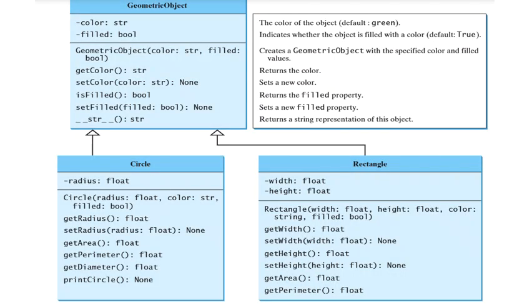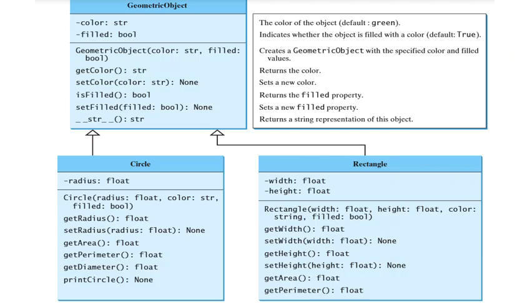Geometric object, color. So here we will create the superclass and some of the subclasses. Geometric object is the superclass. Color is a string, and filled is a boolean. Geometric object, color string, filled: by default it is boolean, whether it is filled or not filled. Get color returns the color of the object, for example the default is green. Filled indicates whether the object is filled with a color or not. By default it is true. It creates a geometric object with the specified color and filled values.